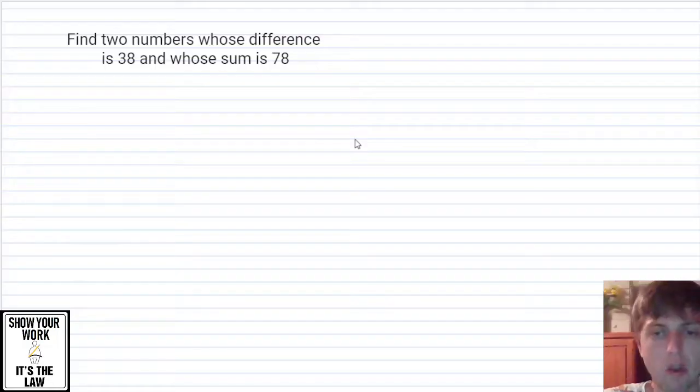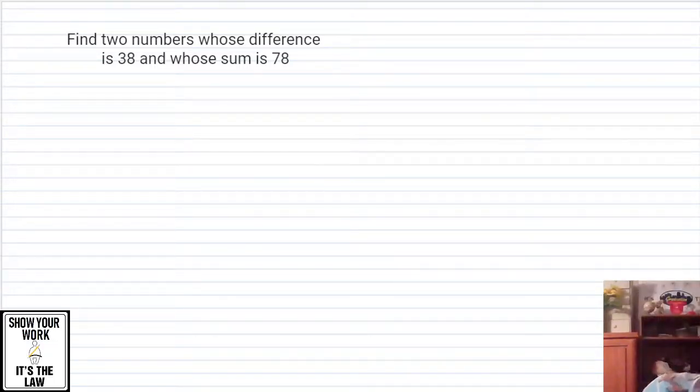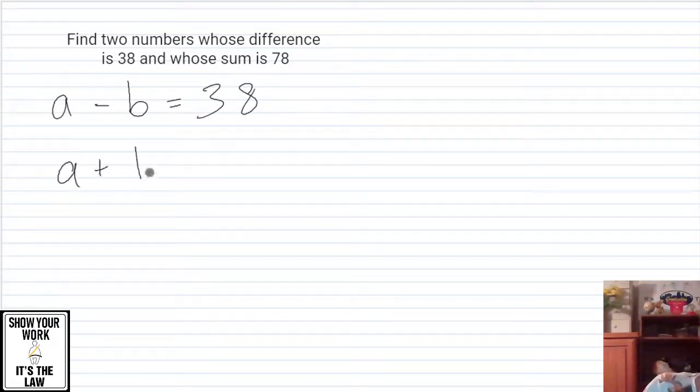Okay. Question 2. Find two numbers whose difference is 38 and whose sum is 78. What is known, what is unknown? Well, we know that the difference is 38. And what does difference mean? It means we're dealing with a subtraction problem. Subtracting what is the question? Two numbers. We don't know what those numbers are, so let's just call them A and B. So the difference of two numbers is 38, and the sum of those same two numbers is 78. Sum means add. So A plus B equals 78. All right.